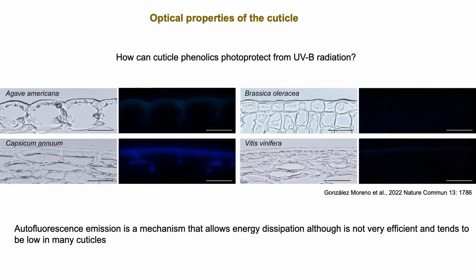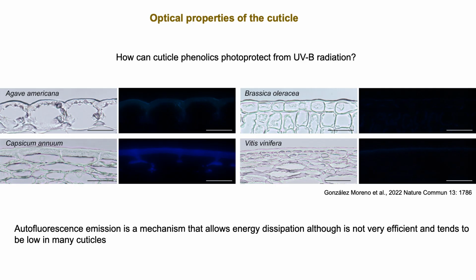To release it as fluorescence, as light. But as we can see, in general, cuticles have a very, very low fluorescent emission. Here we see cross-sections of two leaves and two fruits, and the amount of fluorescent light that we are seeing is minimum. Here in pepper, we see a very tiny bit, in agave too, but in brassica, which has an extraordinarily thin cuticle, we can barely see fluorescence.